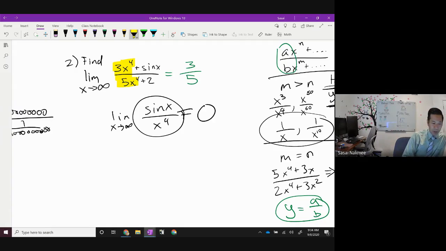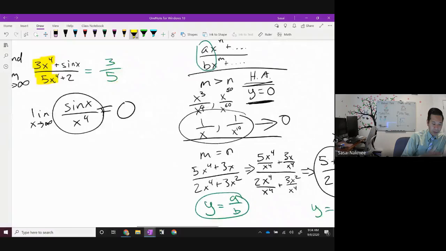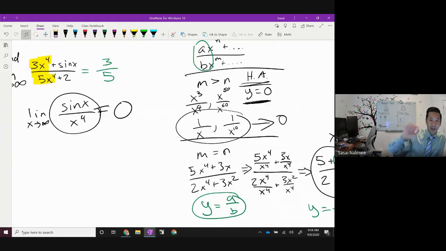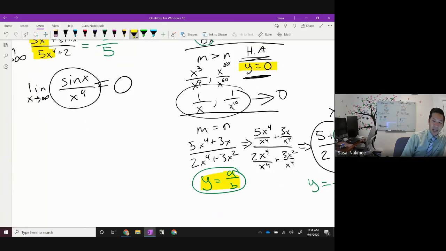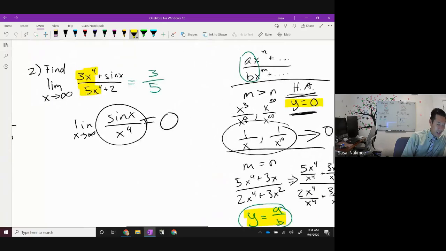Those were two basic rules back from pre-calc: remembering the degree of the denominator and the degree of the numerator and comparing the two. If the degree of the denominator is greater, you get y equals 0. If you have them equal to each other, you get y equals the constants being divided, right?